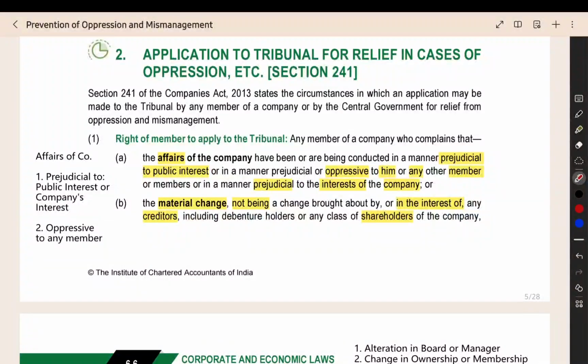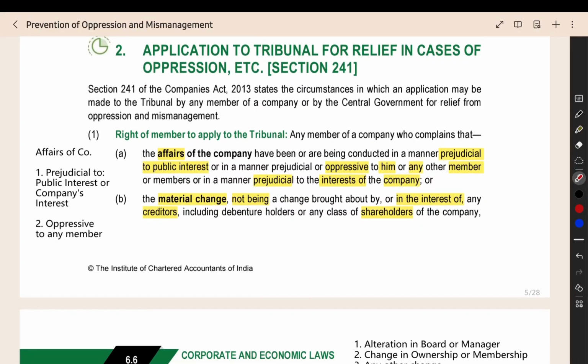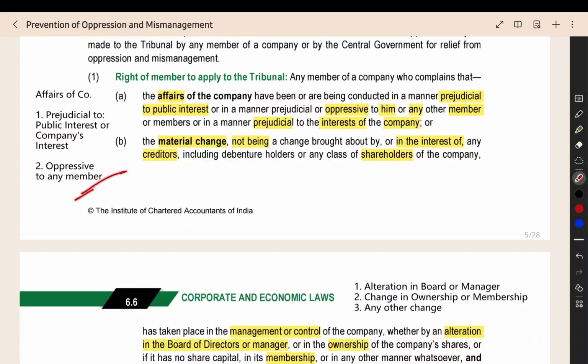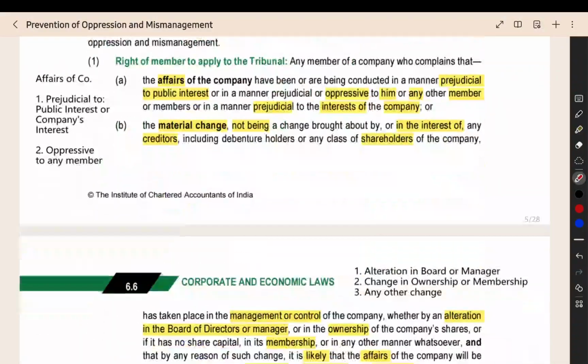Now, here, the right of the member to apply to the tribunal. When can they apply to the tribunal? The member, the shareholder, thinks that the affairs of the company, the company's state of affairs, are conducted in a manner which is prejudicial to the public interest, which is harmful to the public interest. Prejudicial means harmful. It is harmful to the public interest, or it is harmful to the company's interest. It is not good either to the public or to the company itself, or it is oppressive to any member. You are facing these problems. It is oppressive to any particular member.